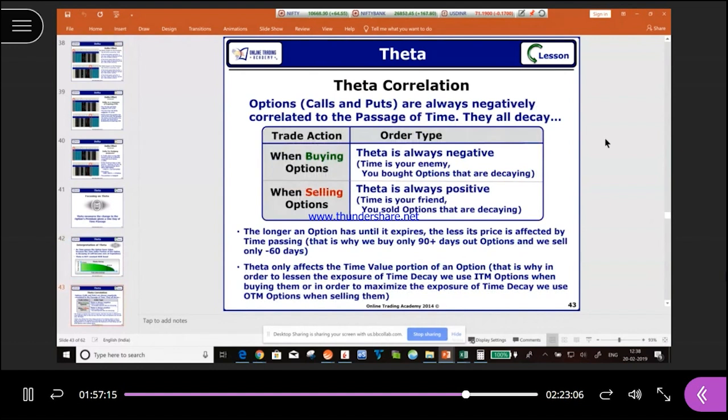Now, theta correlation. Options, both calls and puts, are always negatively correlated to the passage of time. Yes, Rajiv, I am going to share that with you. Don't worry.